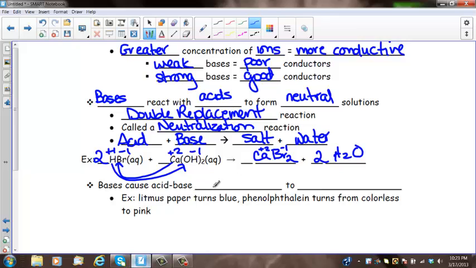Bases cause acid-base indicators also to change color. And 2 base indicators are red litmus turns blue and phenolphthalein turns from colorless to pink. These, the litmus paper and the phenolphthalein, are probably the 2 most popular indicator tests, and you will have to know those. They are listed in Table M under your base table in the reference table.